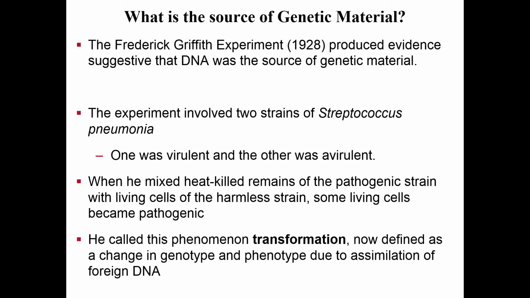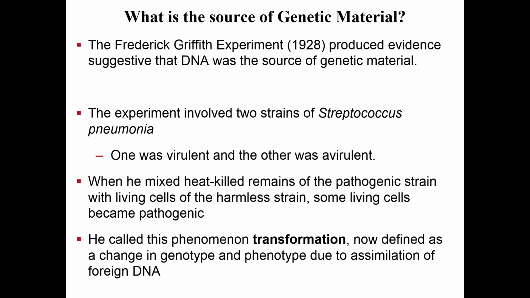One of the first pioneers in the early 1900s was Frederick Griffith. He produced evidence that DNA was the source of genetic material. Even though he had this evidence, the scientific community still said, not enough. We don't believe it. They kind of pushed his data aside.